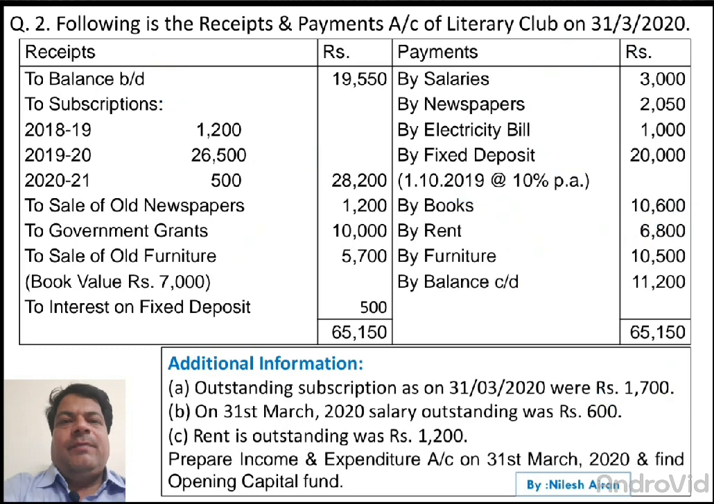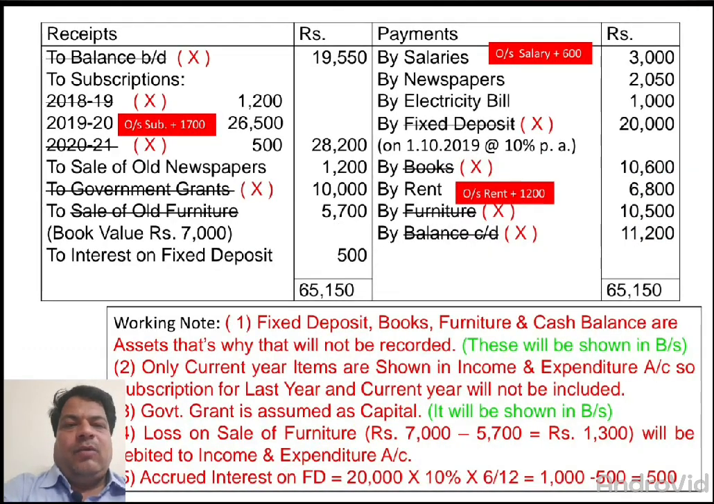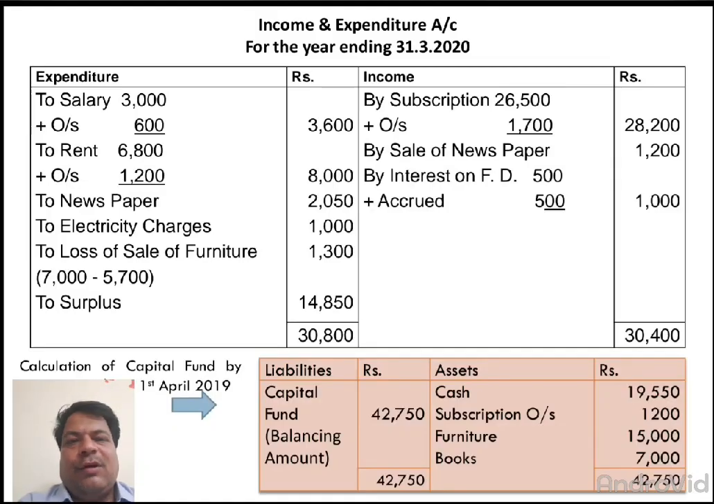Let's see how it will be recorded. That is what I have explained to you in the previous slide: the items which will be included and the items which will be excluded. You can see here that certain items are marked with a cross, that will not be recorded. Only the profits or the losses are transferred to the income and expenditure account. Here the explanation is also given. Let's see how to solve this question.